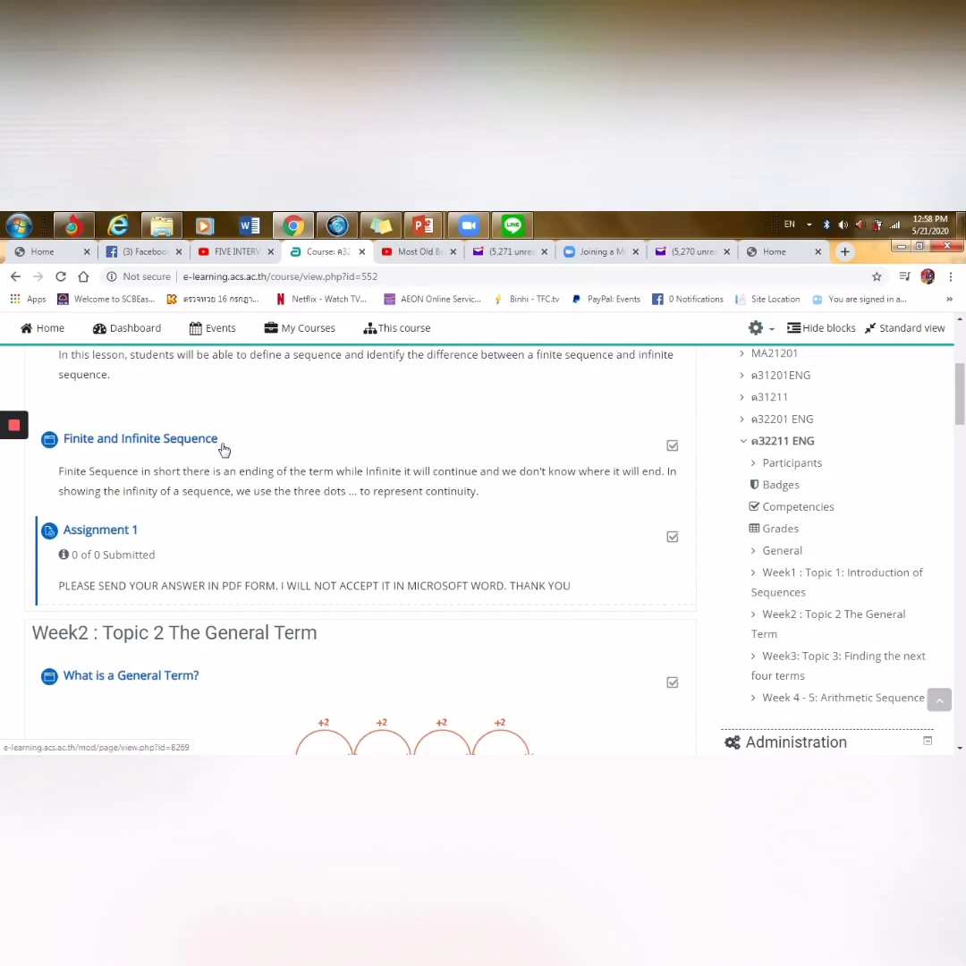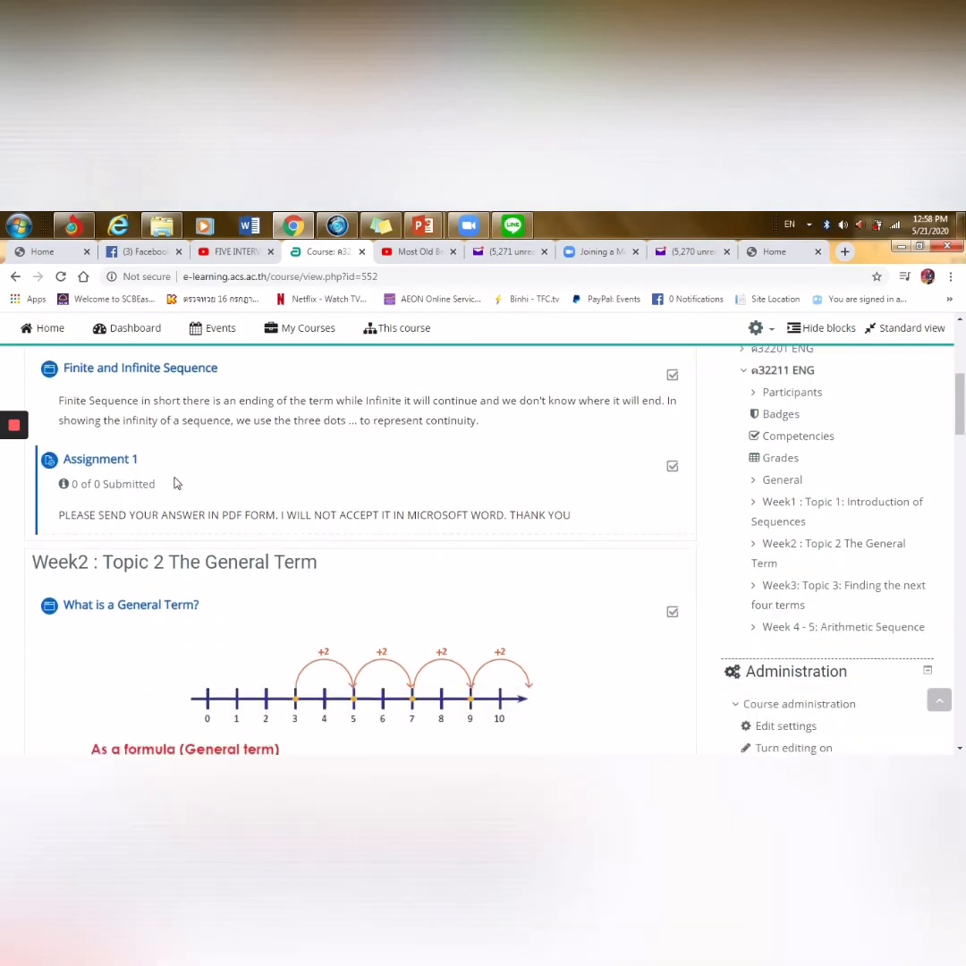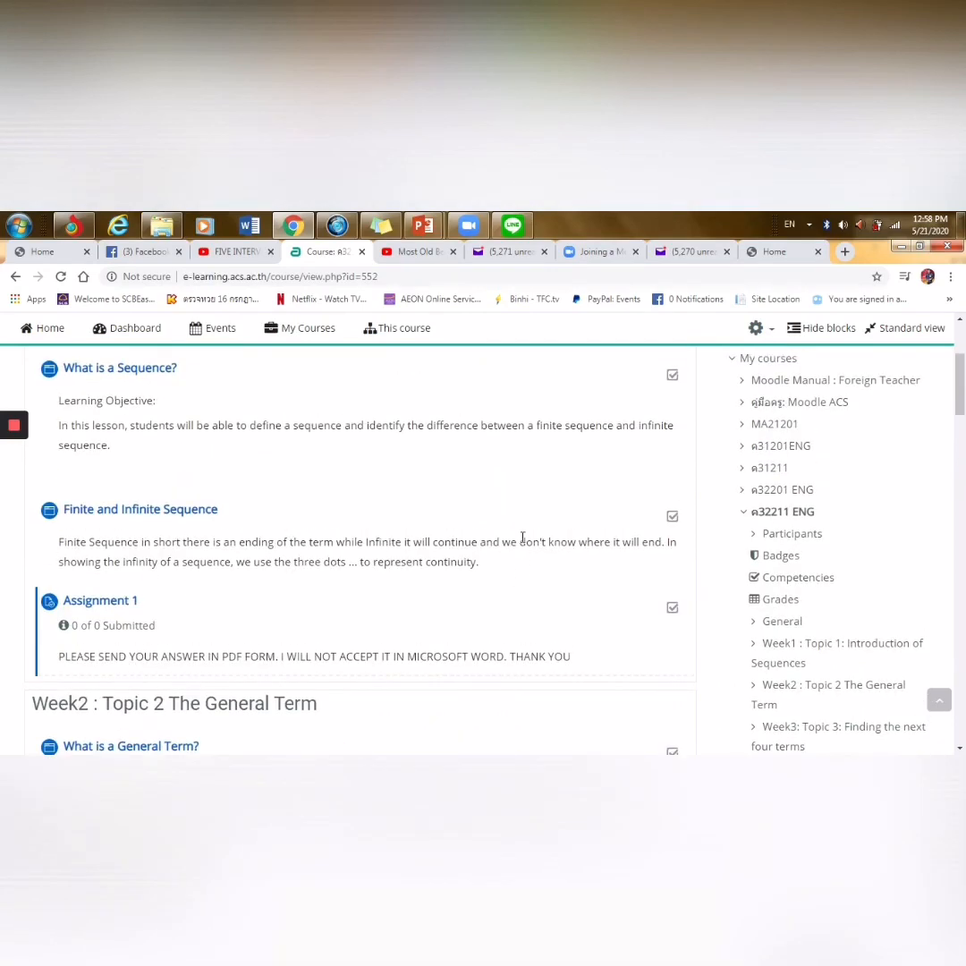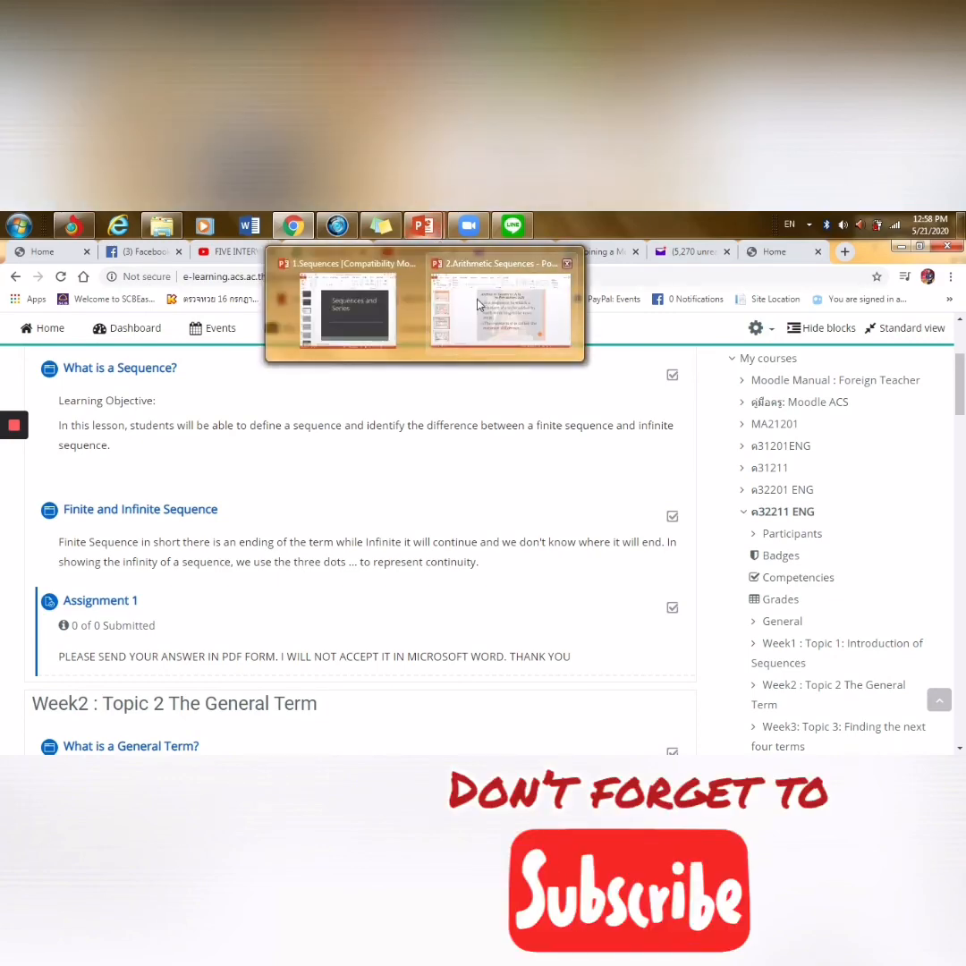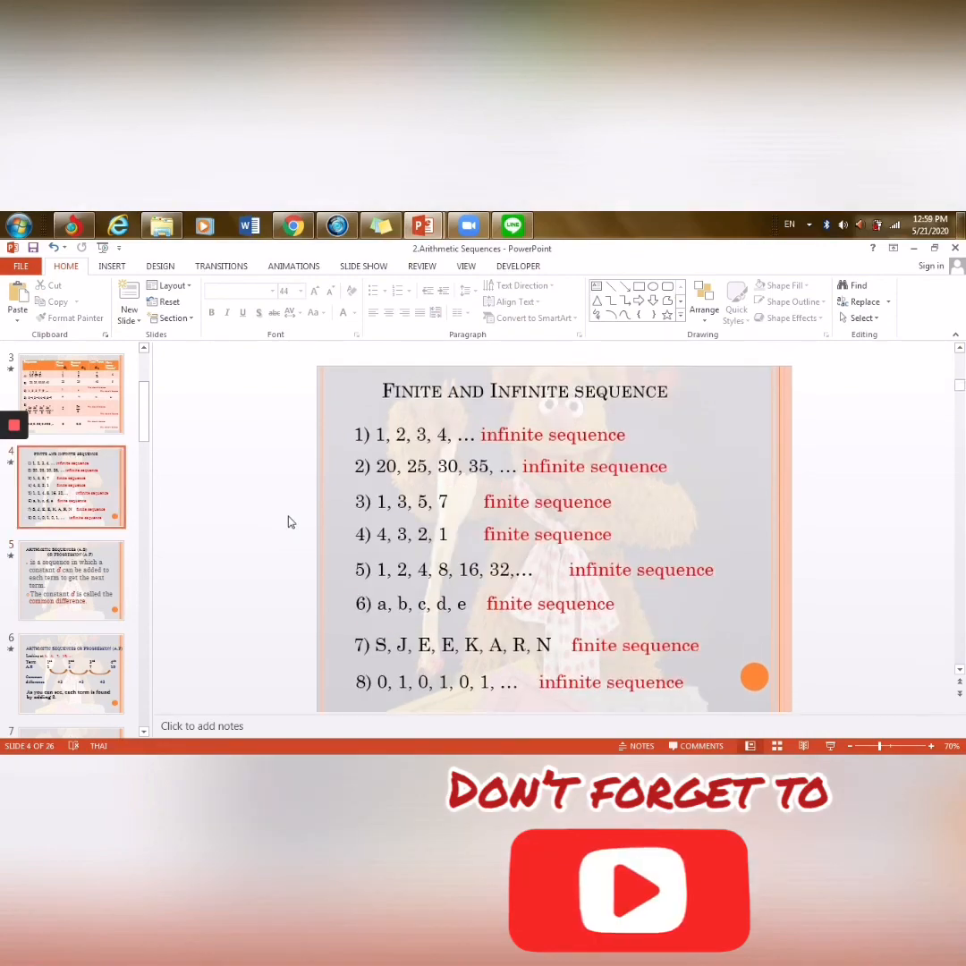I also have here the examples, the PDF of finite and infinite sequence, and I provided a homework or assignment which you have to download, and once you are done answering your assignment you have to send it back in PDF form, again in PDF form, because I am not going to accept it if it is in Microsoft Word. Okay, so try your best to understand the topic. However, again, if you are still confused, do not be afraid to send me a message or ask me questions. Okay.